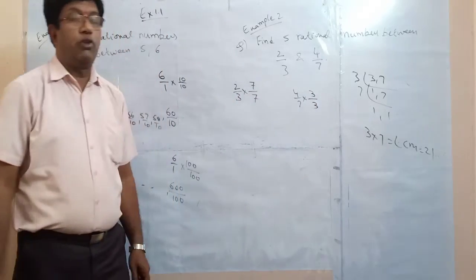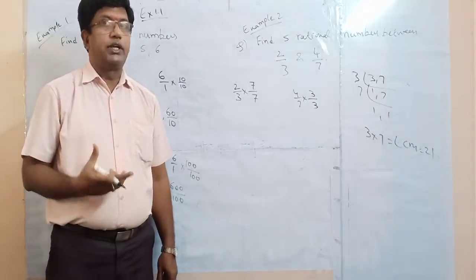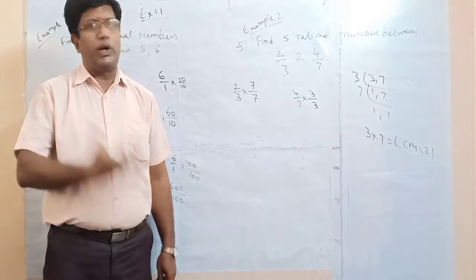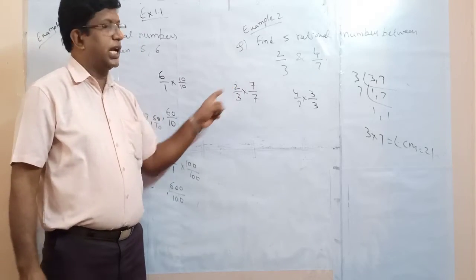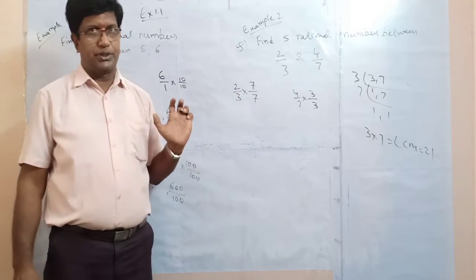So children, you should be very thorough with the tables, at least minimum till 20. So please go through it and revise everything so that there will not be any calculation errors during multiplication.